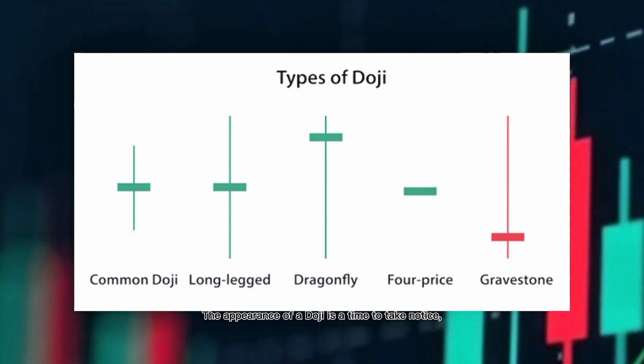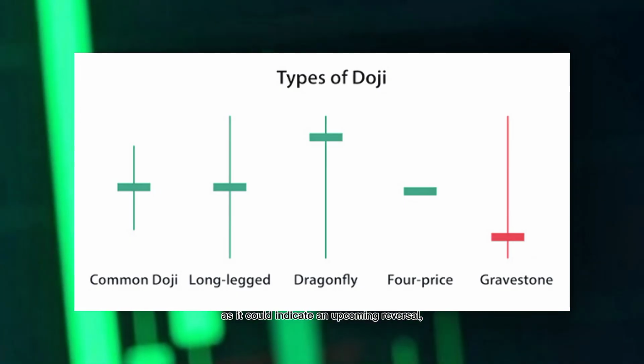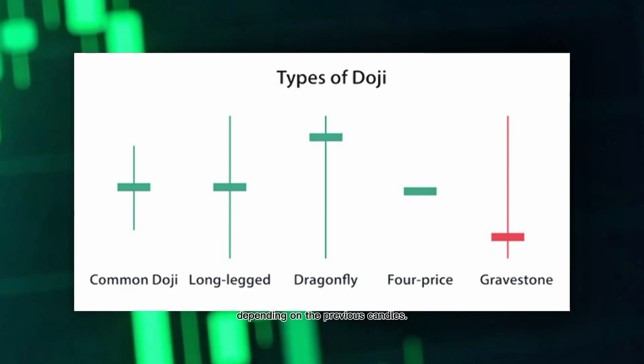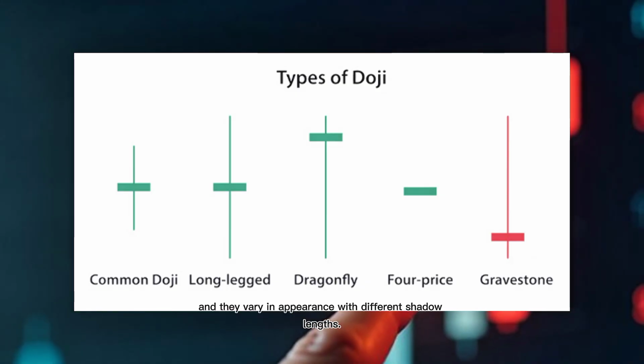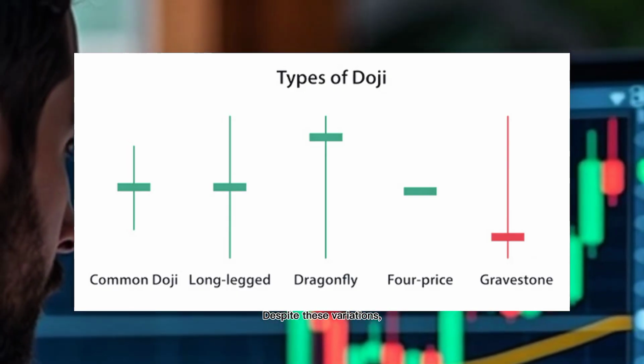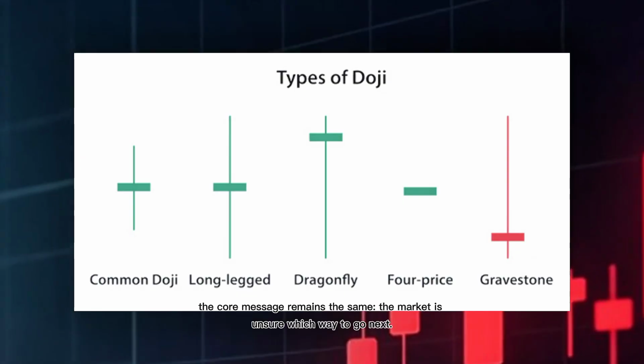The appearance of a doji is a time to take notice, as it could indicate an upcoming reversal, depending on the previous candles. There are 4 main types of doji candlesticks, and they vary in appearance with different shadow lengths. Despite these variations, the core message remains the same. The market is unsure which way to go next.